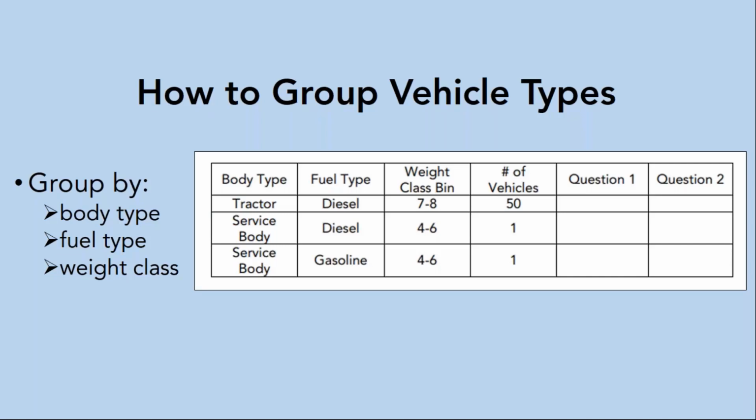In this example, all 50 tractors would be grouped together, but the service trucks would be separated because of the different fuel types. For each group of vehicles, there is a series of questions including daily miles traveled, average annual mileage, radius of operation, number of years kept, as well as other questions.